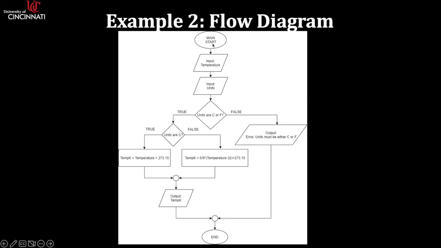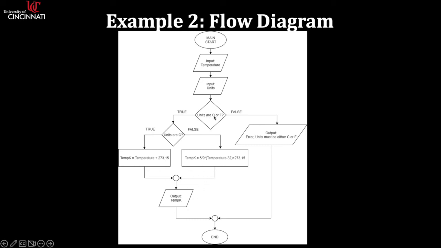So first we're going to start the problem. We're going to take the input from the user. We're going to take the temperature, which is the value, and then we're going to take input in units, which would be C for Celsius or F for Fahrenheit. First of all, we're going to check if the units are valid. So if the units are C or F, only then will we proceed with the rest of the program.